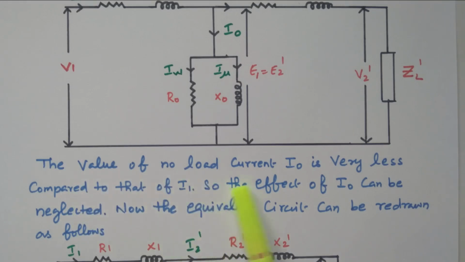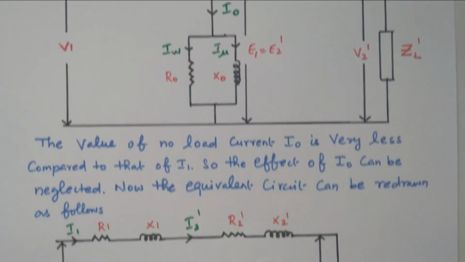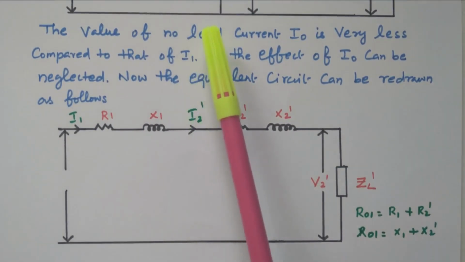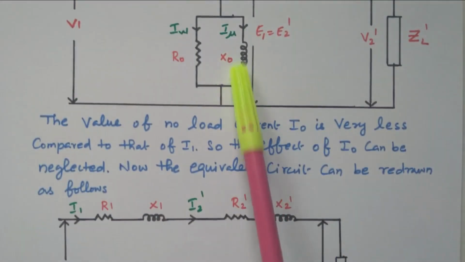The value of no load current I naught is very less compared to the I1. This is only due to no load condition, only a negligible amount of current flows, that is for magnetizing the circuit initially. So the effect of I naught can be neglected compared to I1. If you neglect this I naught, the equivalent circuit will be simplified, so that we can draw it like this. This no load component is now neglected.